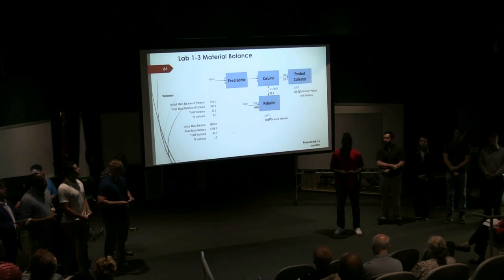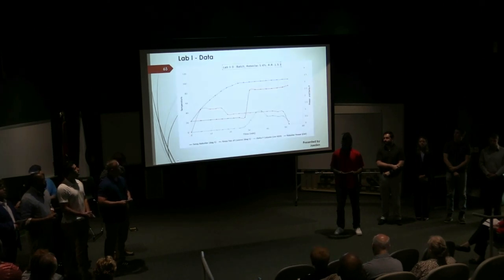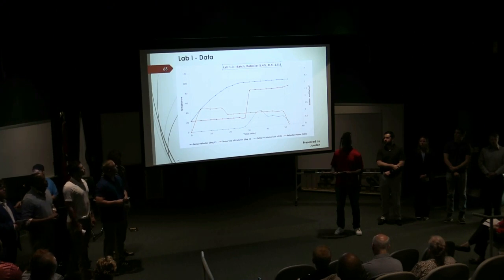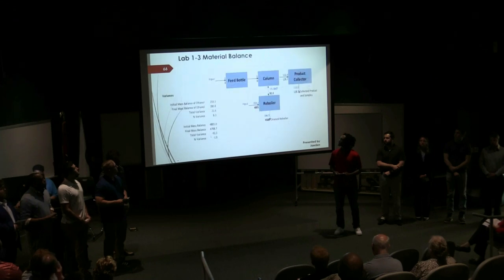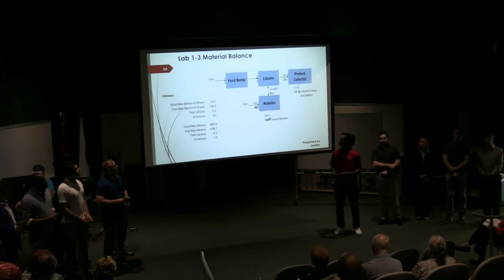Looking at the pressure drop curve, we observed more pressure than normal. We think this is because we're sending more solution to the top of the column, which creates more resistance to the vapor flow. And then here, both of our material balances flow within the desired range.